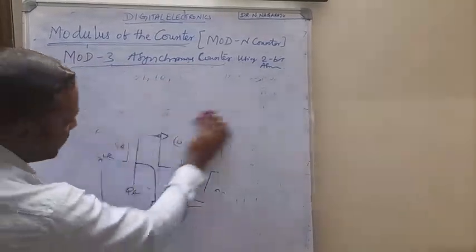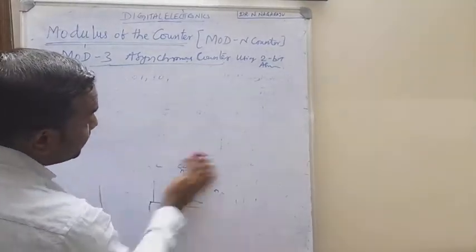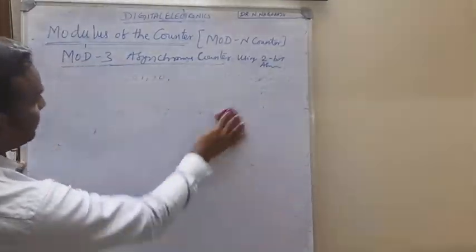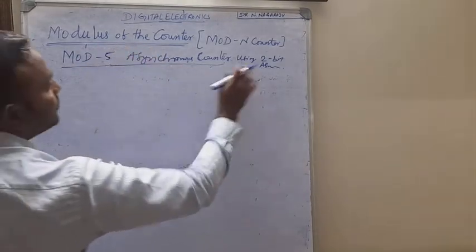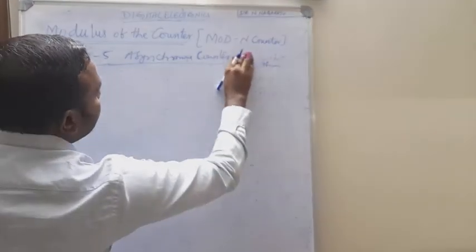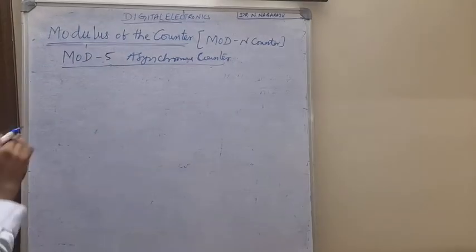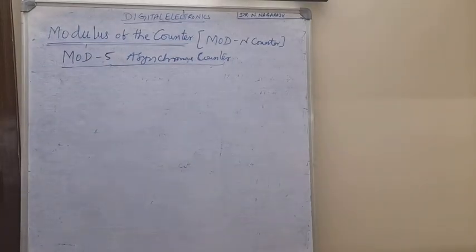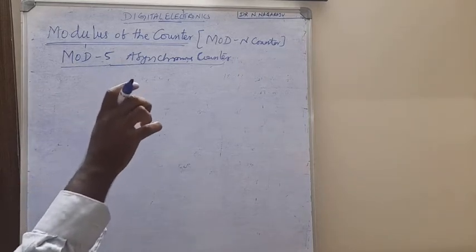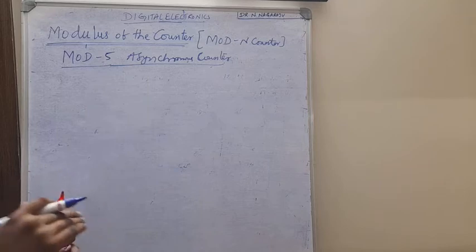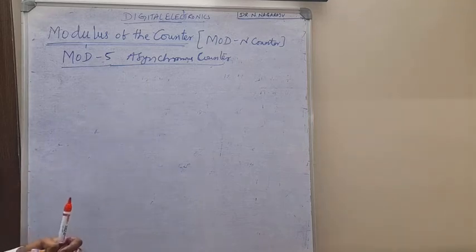So here mod 5 counter indicates what? How many states? Totally 5 states are available. So if it is a mod 5 counter, 5 states are there. Is it possible to design those 5 states by using a 2-bit counter? Not possible, because a 2-bit counter is applicable only for a maximum of 4 states: 00, 01, 10, 11.